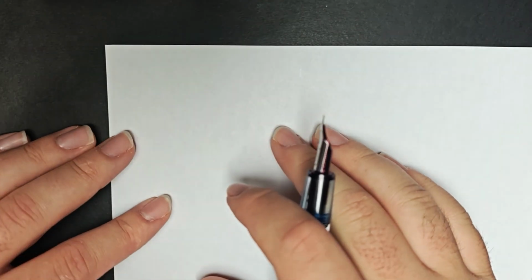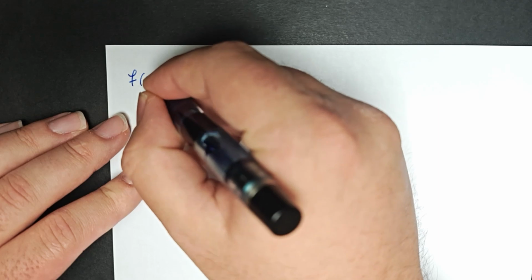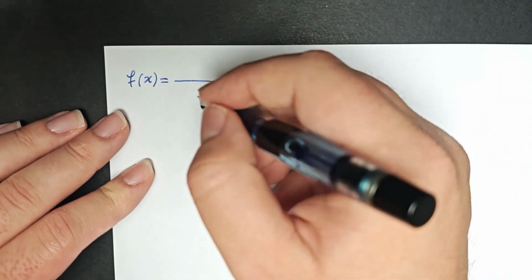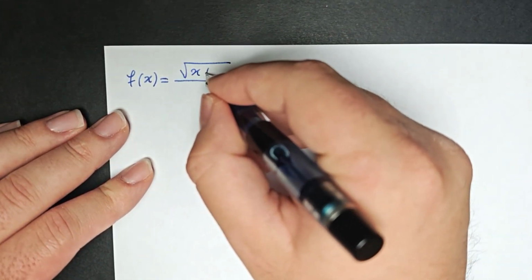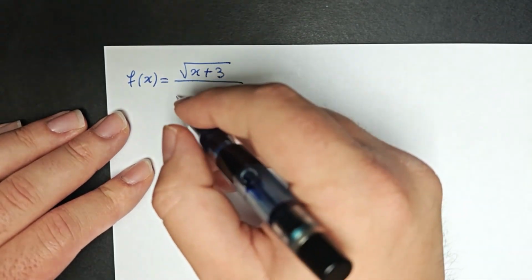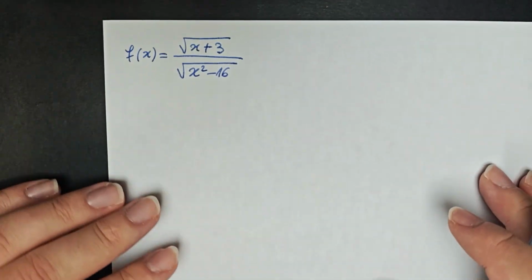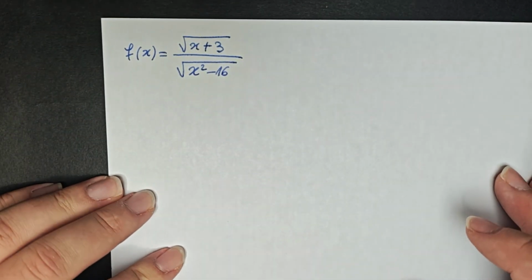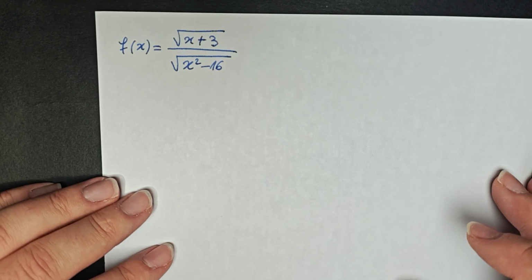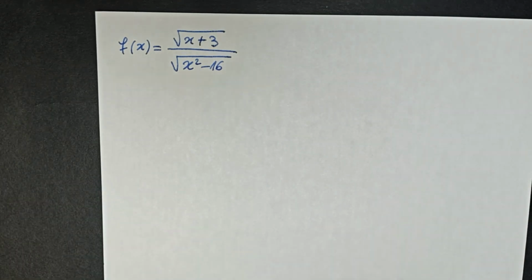Let's now work through an even more complicated problem. Function f is defined as a fraction. In the numerator we have a square root of x plus 3, and in the denominator we have the square root of x squared minus 16. Again, our job is to find the domain of this fraction. Let's first focus on the numerator.